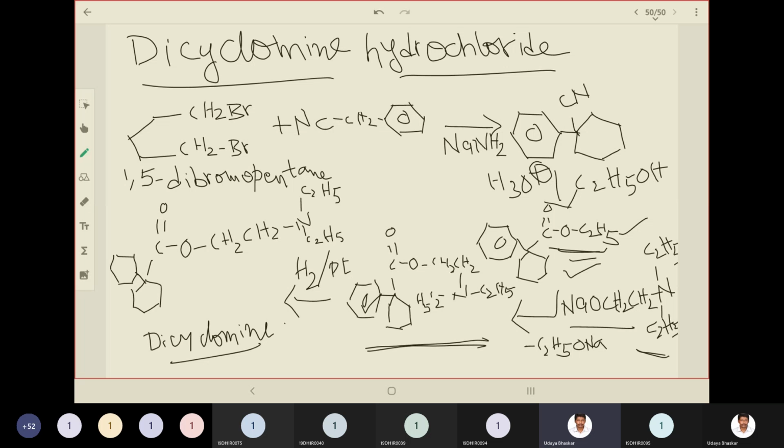So it is very simple. So first fuse benzonitrile and 1,5-dibromopentane, then add ethanol, we will get the ester, then add the side chain, okay, by using N,N-diethyl amino sodium ethanoate. Okay, after the side chain is attached, just reduce the phenyl ring to a cyclohexyl ring.